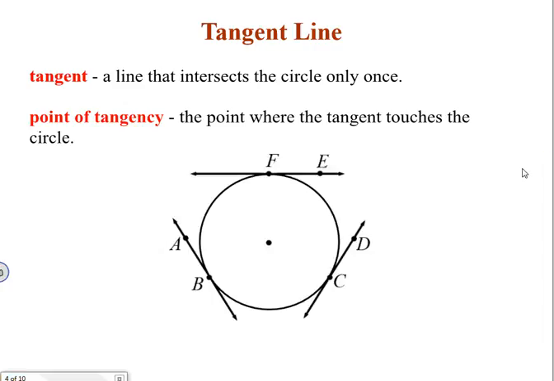So here we have a diagram. It's showing us three tangent lines. We have tangent line FE, tangent line AB, and tangent line DC. And we can see that with each of these tangent lines, they only touch the circle one time. The point of tangency for that line is point F. The point of tangency for line AB is point B. And the point of tangency for line CD is point C.